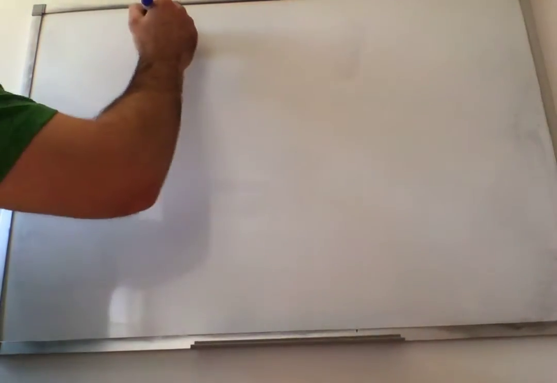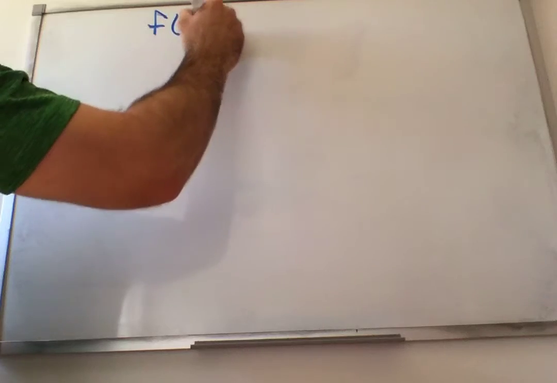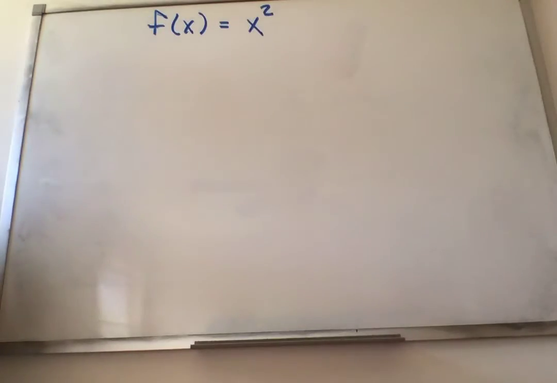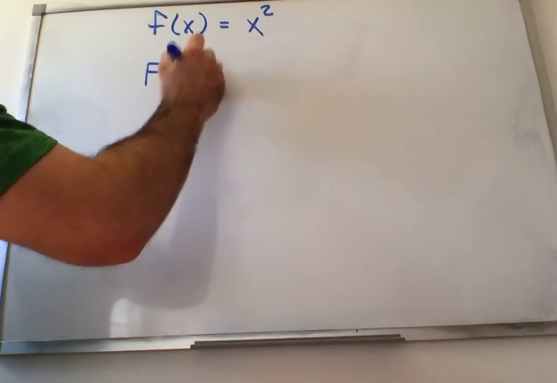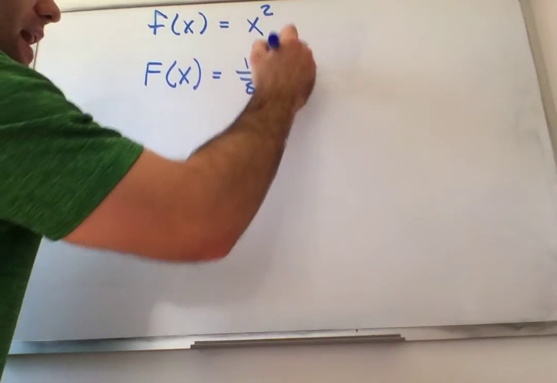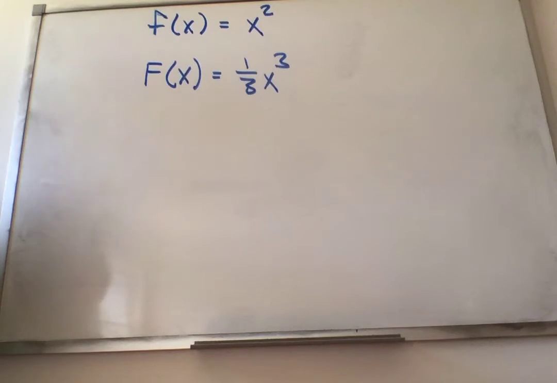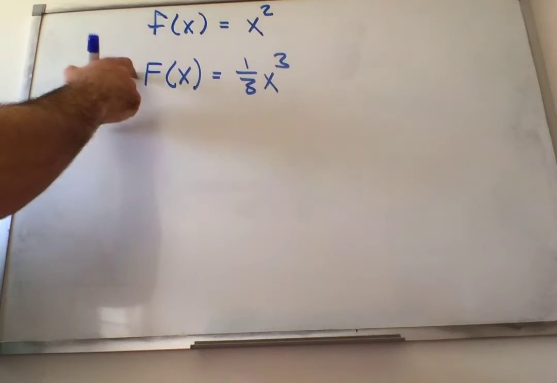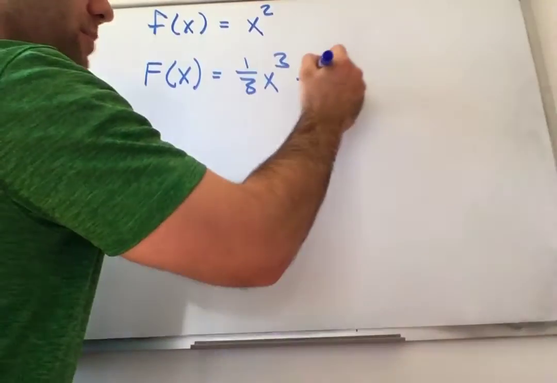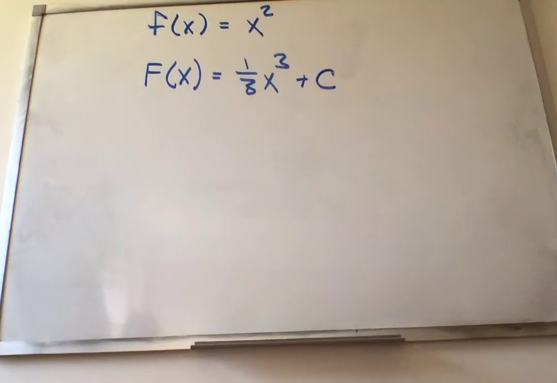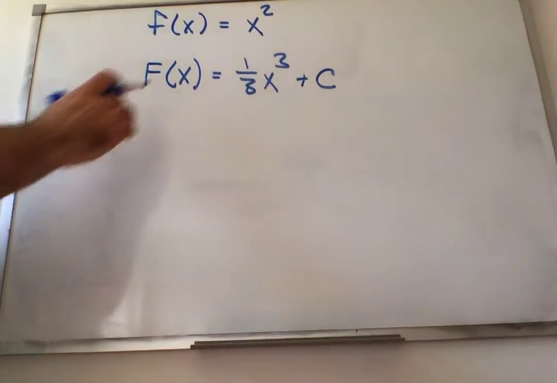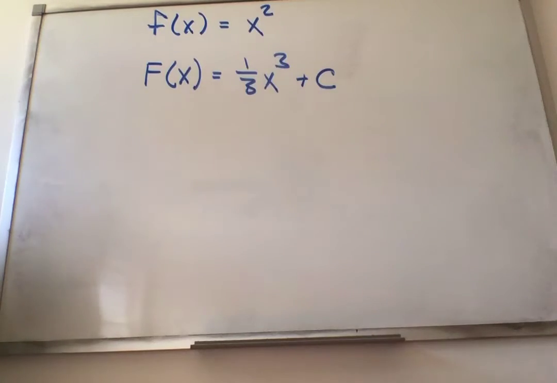So let's go ahead and redo our example that we just did. Okay, we had little f of x equals x squared. We came up with big F of x is equal to 1/3 x cubed, but we want the most general antiderivative, so I'm going to put a plus c right there. Okay? So when you find general antiderivatives, you have to put a plus c there.